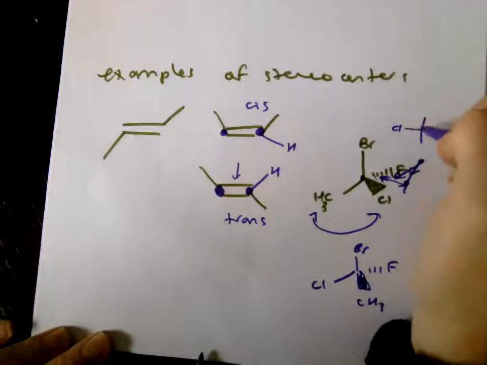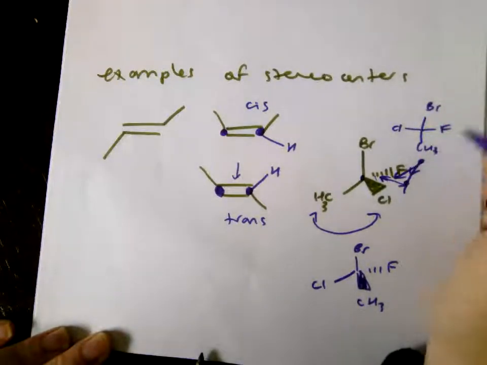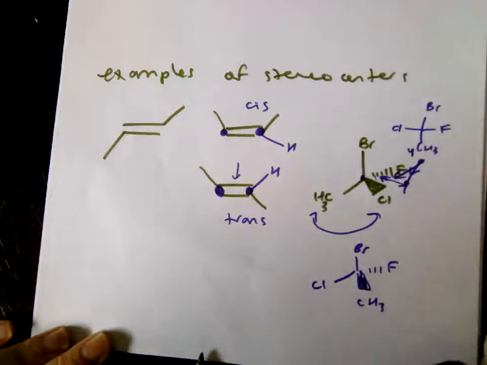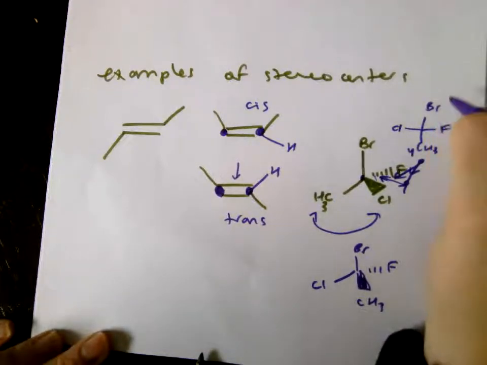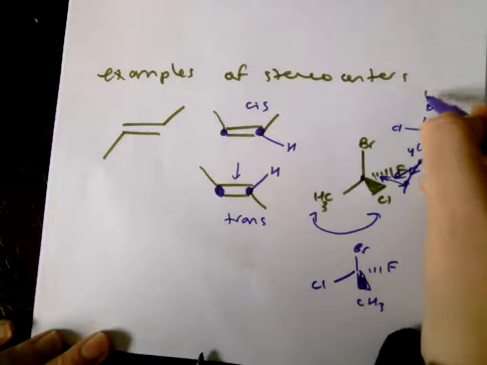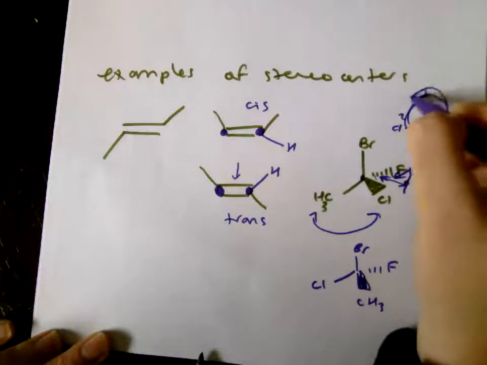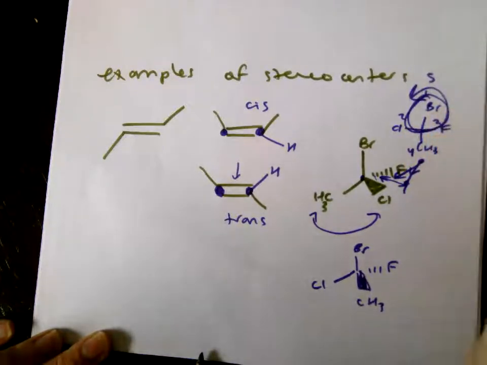So from that angle, your chlorine's on this side, and your fluorine's on this side, and your bromine's here, and your CH3 is there. So CH3 is the lowest priority. It's already pointing away. Amazing. So let's see. This would be 1, 2, 3. So that one is S.